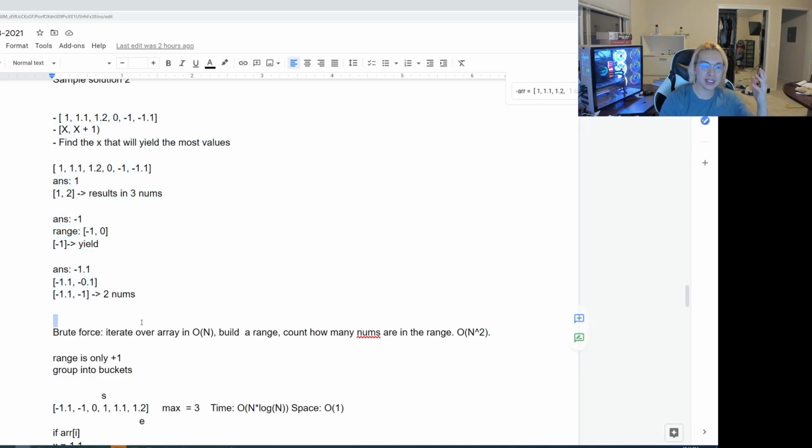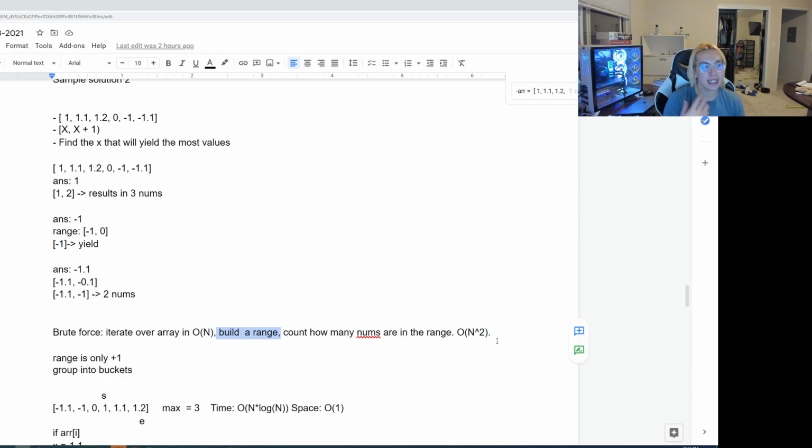And because of that, he was actually able to come up with a very, very short brute force solution. See, here he just was able to say exactly what the first client said, except he was able to compact it into one simple idea, and that is very, very easy to understand. Iterate over the array in order n. Build a range using those numbers, and then count how many numbers are in the range.